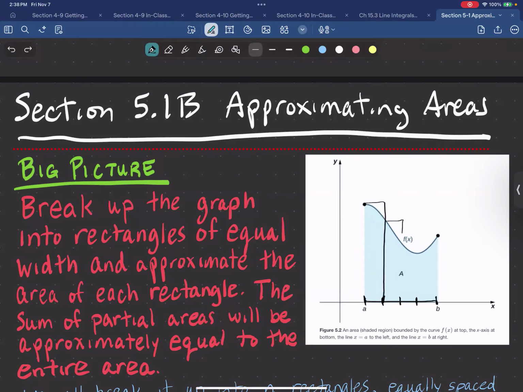We'll use the left endpoint for each rectangle like that. And notice in some areas it's overdoing, some areas underdoing. Only the blue area is the actual area. Or we could do right endpoints. I could just go up to the right side and make my rectangle like that.